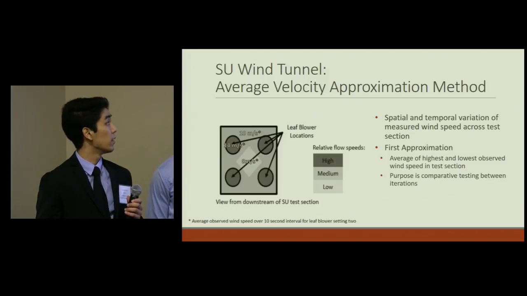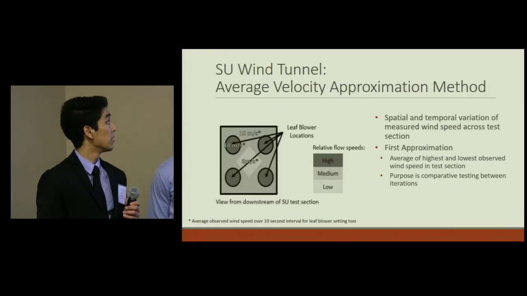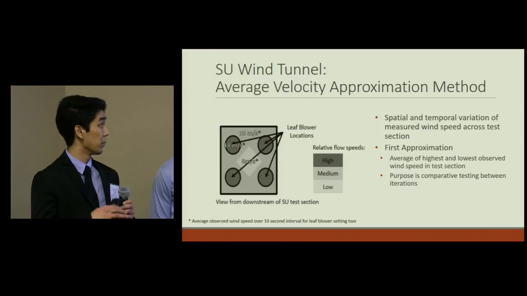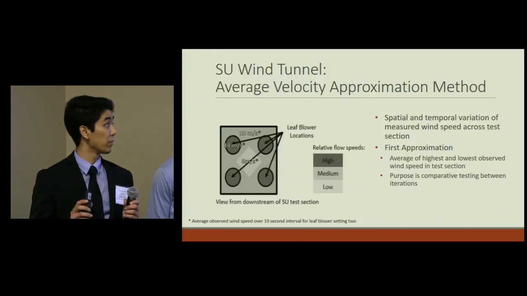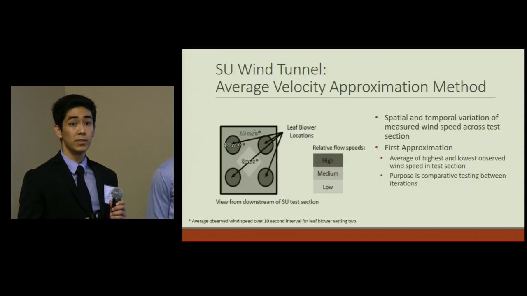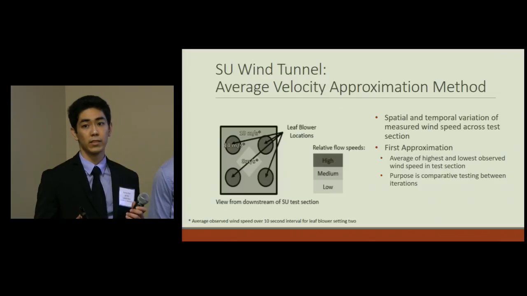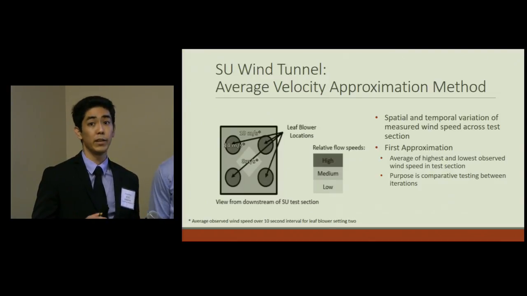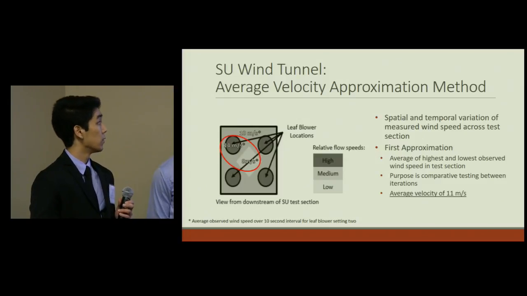So in general, that's a cross-section of the test at the Seattle U wind tunnel. The highest velocity is seen right in front of the leaf blowers, and it dies down in the middle. As a first approximation for the average velocity seen by the wind turbine, we just averaged the highest and lowest wind speeds. And just to remind you, the purpose is comparative testing for the wind tunnel. That was the original thought process. So we're more concerned about whether design A is better than design B rather than specific wind velocities. So averaging the two, we get 11 meters per second.